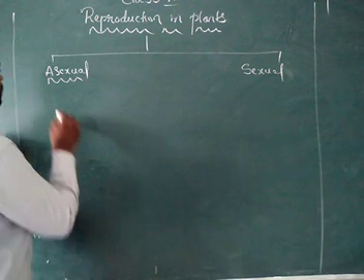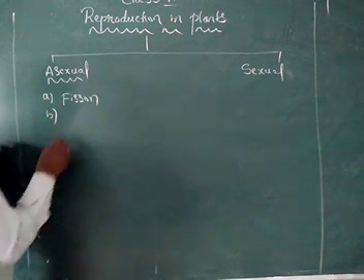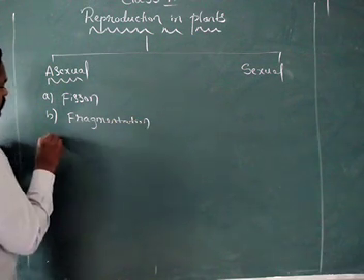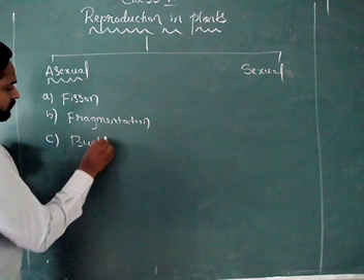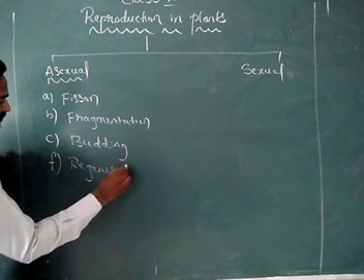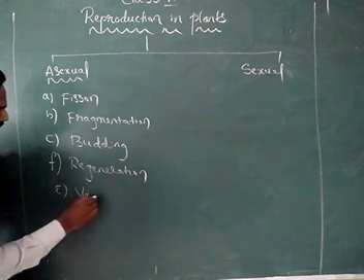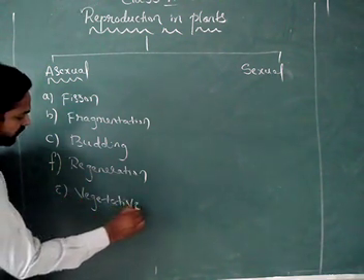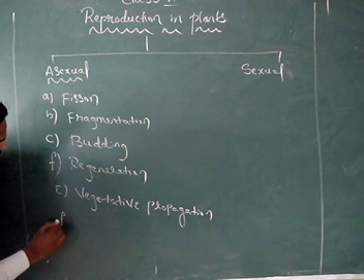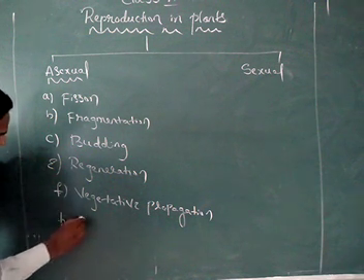The different types of asexual reproduction are: one is fission, another one fragmentation, third one budding, fourth one regeneration, and the fifth one is vegetative propagation. And last one, spore formation.